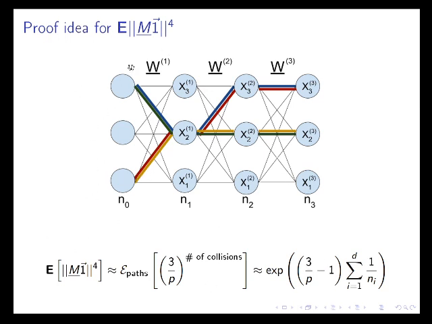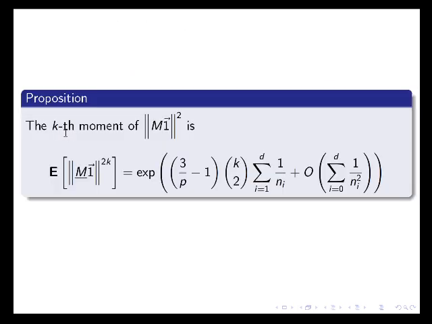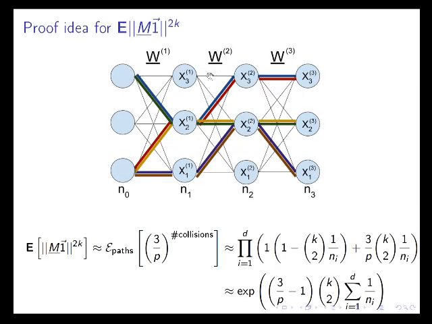And if you understood the idea behind this proof for the 4th moment, you can really do it for any k. If you want to do the 2kth moment, you now have k pairs of paths, and the paths can collide in k choose 2 ways. You have k pairs, any 2 of them can collide, and whenever they collide, you have this 3 over p factor just like before. So that's where this k choose 2 comes from. So this is a very rough sketch of how this idea is going, hopefully giving you the colorful picture of what's going on here.